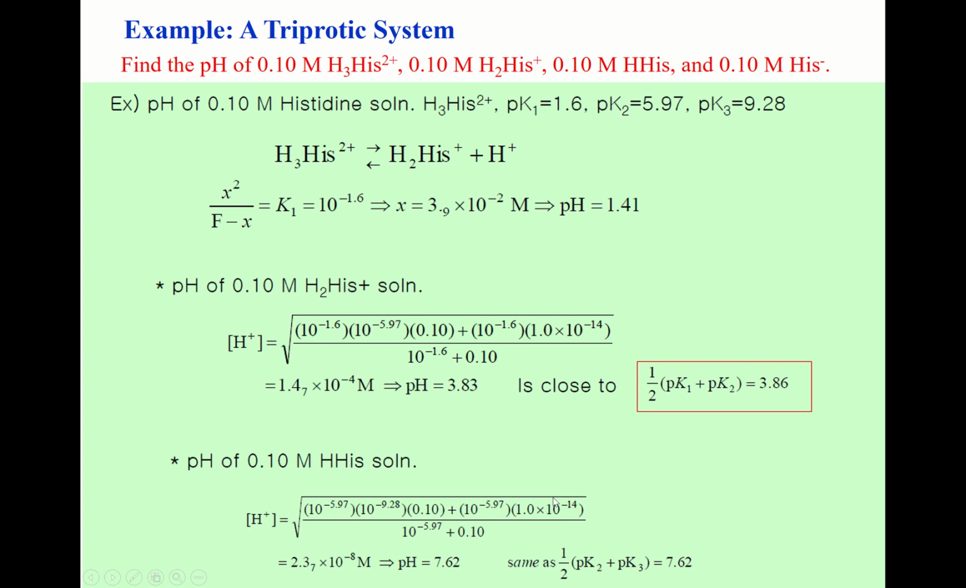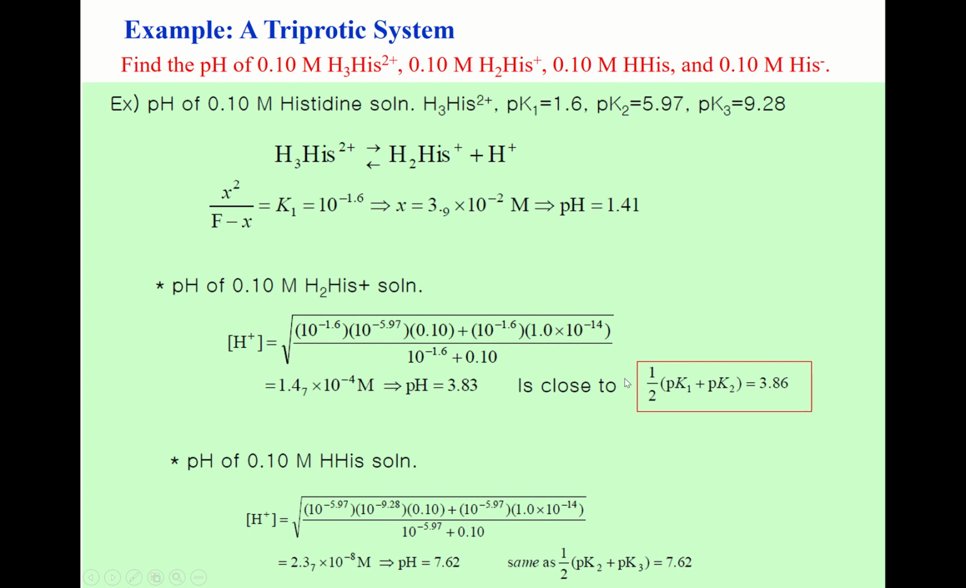And then we get 7.62. In this case, although you use a very simplified equation, we get exactly the same pH value. But again, if you are not sure, I strongly recommend that you use this equation, not this extremely simplified equation.